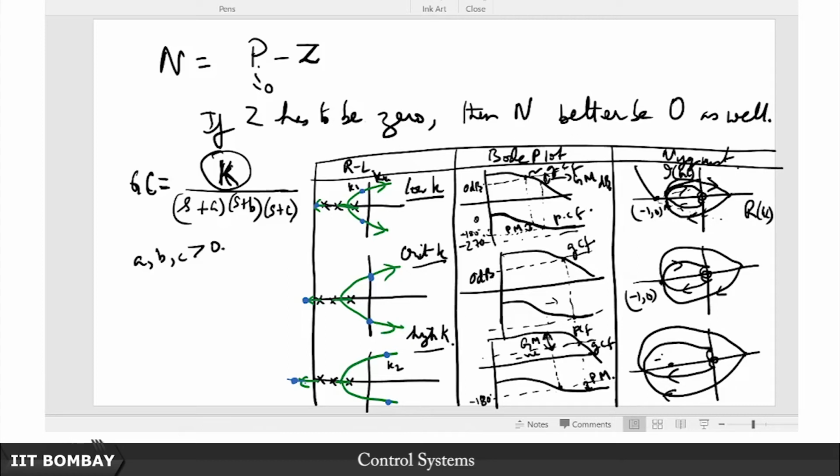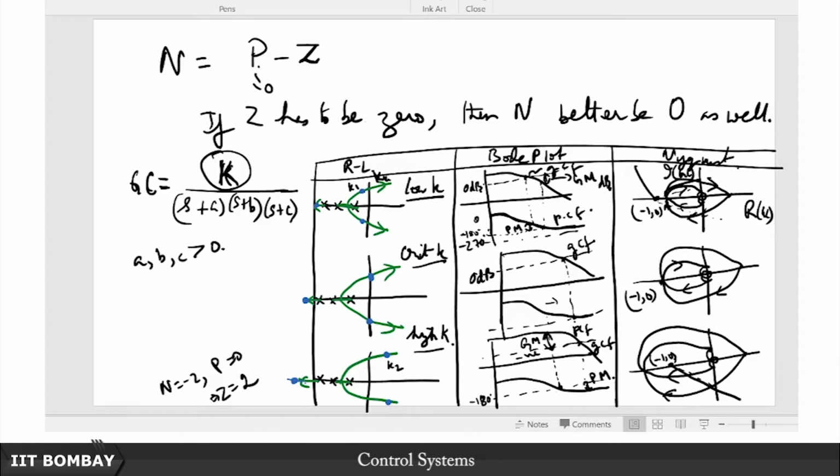So you have this point -1, 0 somewhere over here, and you draw any test radius, for example this one, and you see there are two clockwise encirclements, which means N is equal to -2. Of course N is equal to -2, P is equal to 0 means Z is equal to 2. So already two of your poles have migrated, which is exactly what the root locus also tells us. So side by side, if you are given a Bode plot, a Nyquist diagram and a root locus, you should be able to relate one with the other and see how things turn out.